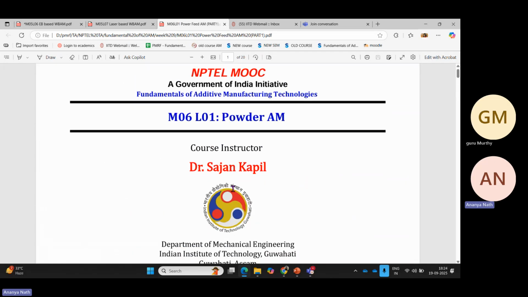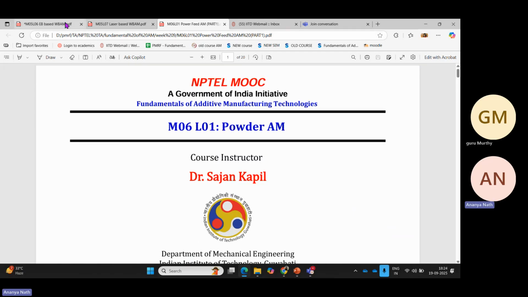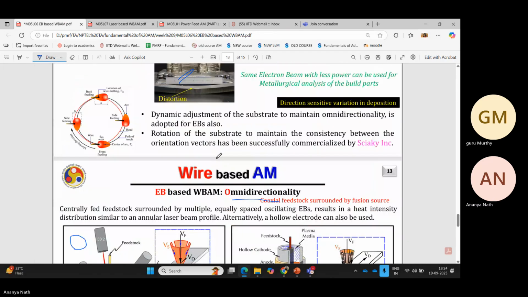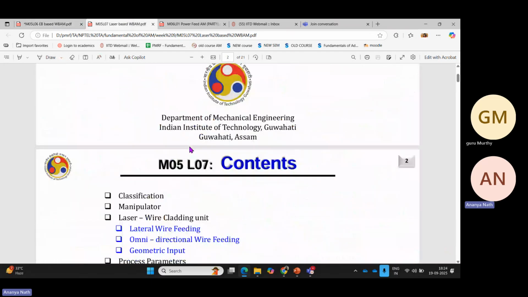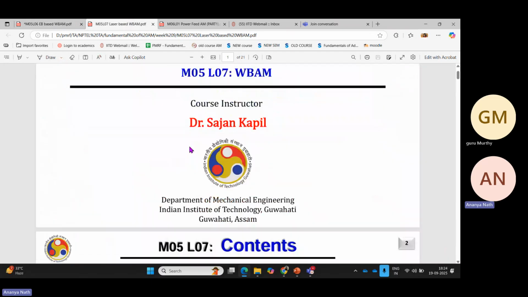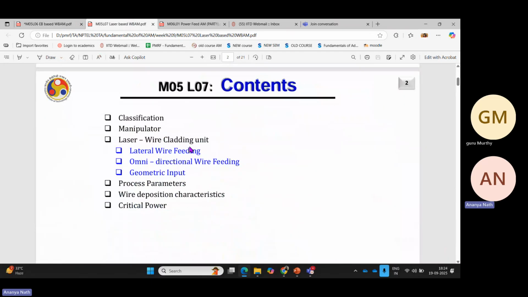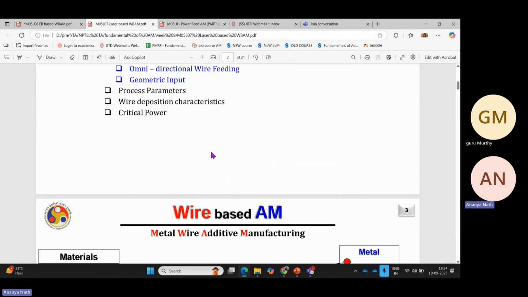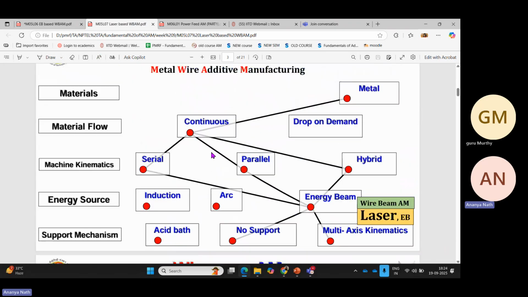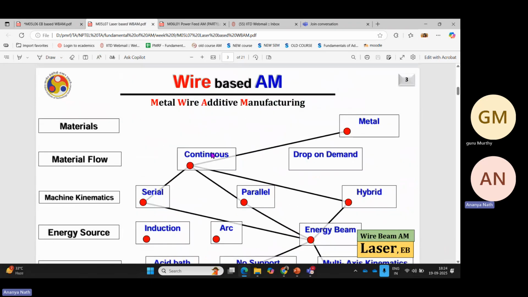Next, this is also lateral wire feeding, omnidirectional. I think we will go through this PPT next. This is the second one.